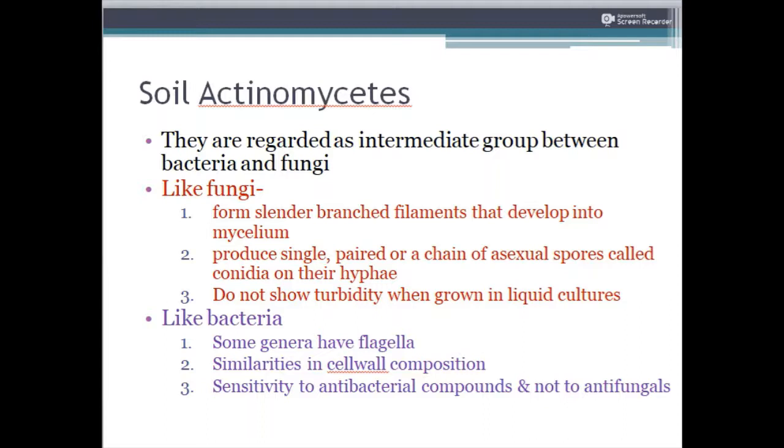Usually, actinomycetes show very little turbidity when they grow in liquid cultures. And like bacteria, some of them might have flagella, and they have a cell wall composition similar to that of bacteria. They are sensitive to antibacterial compounds and not to antifungal compounds, though they have a fungus-like growth appearance.